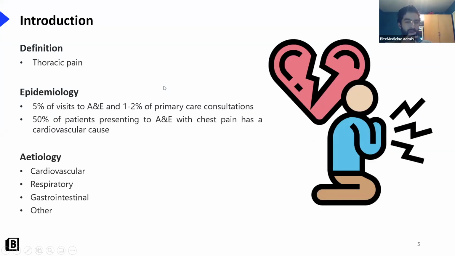So what is chest pain? What's the definition? Well, it doesn't take a genius to work out what chest pain is. It's pain in the chest, right? Thoracic pain, you could call it.